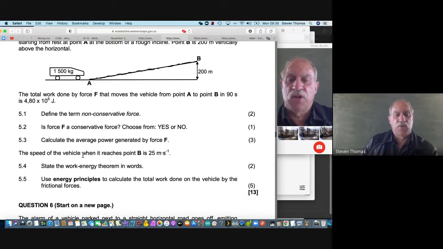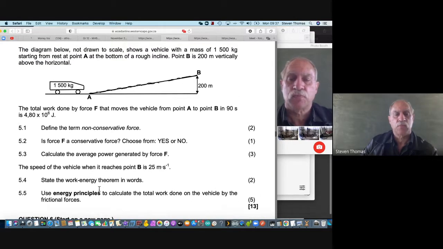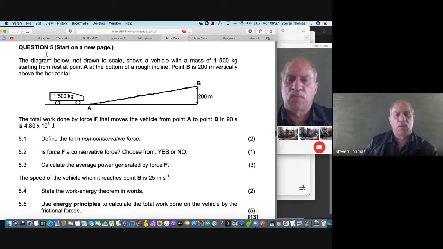The speed of the vehicle when it reaches point B is 25 meters per second. State the work-energy theorem in words. Use energy principles to calculate the total work done on the vehicle by the frictional forces. So we know that it's starting from rest, and then it ends up at a speed of 25 meters per second at point B. So let's use energy principles to calculate the total work done on the vehicle by the frictional forces.